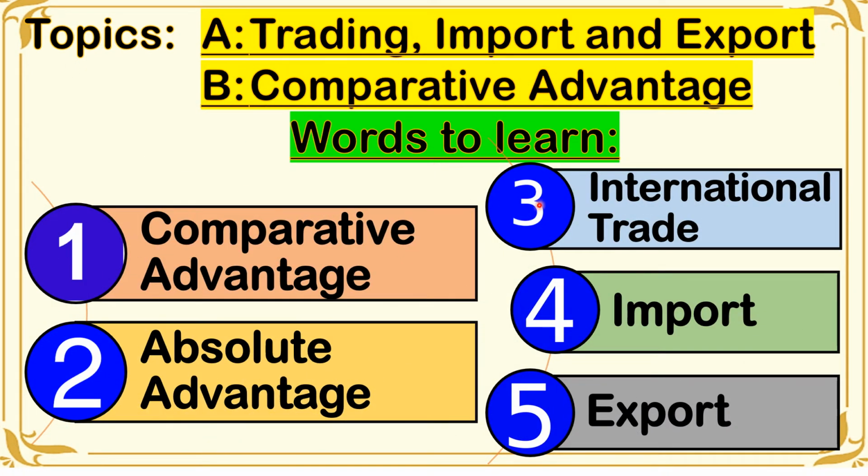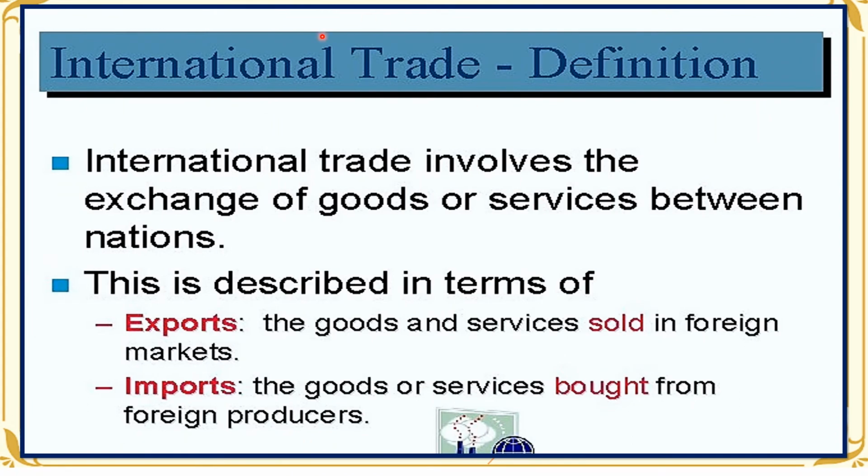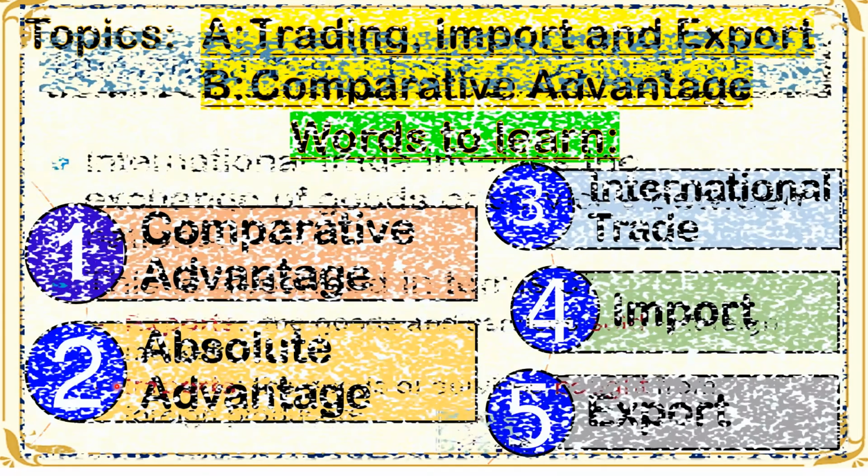The third word is international trade. So international trade involves the exchange of goods and services using money, of course, between nations or countries. This is described in terms of exports. So what do you mean by exports? They are the goods and services sold in foreign markets or other countries, and imports, the goods or services bought from foreign producers or foreign countries.